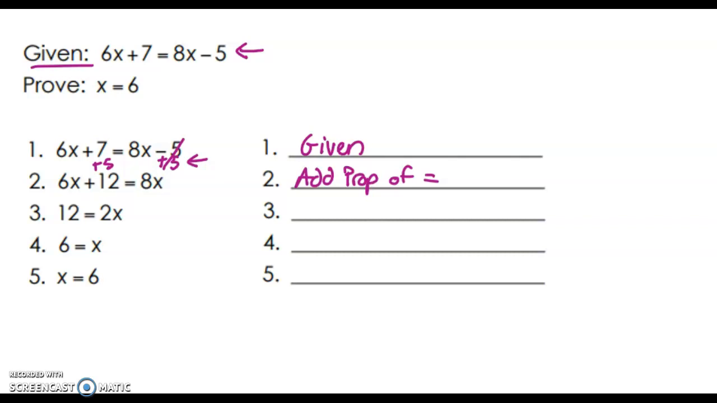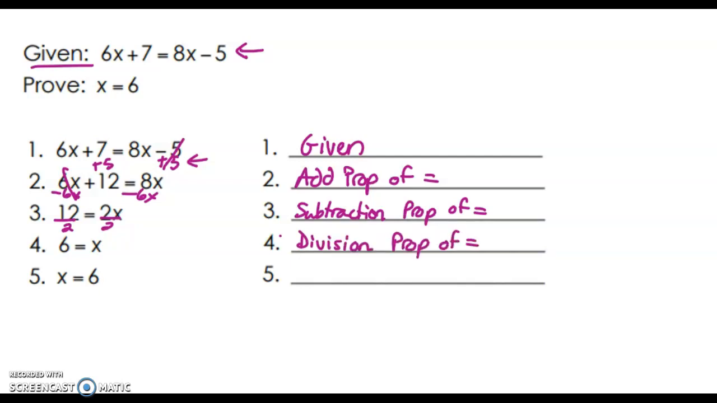So now to get from line 2 to line 3, they subtracted the 6x. And that gets me 12 equals 2x. So that's subtraction property of equality. And then they divided by 2, and that's division property of equality. All right, and then they went 6 equals x, and they said, hey, if 6 equals x, then x equals 6. So when you're just switching the order, that is the symmetric property. And it is an equal sign, so it's the symmetric property of equality, not of congruence.